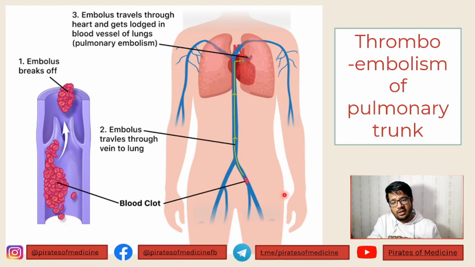So if you have thrombophlebitis or DVTs of the lower limbs, then the clot can move through the veins and get occluded, or can occlude the pulmonary trunk, causing thromboembolism of the pulmonary trunk.